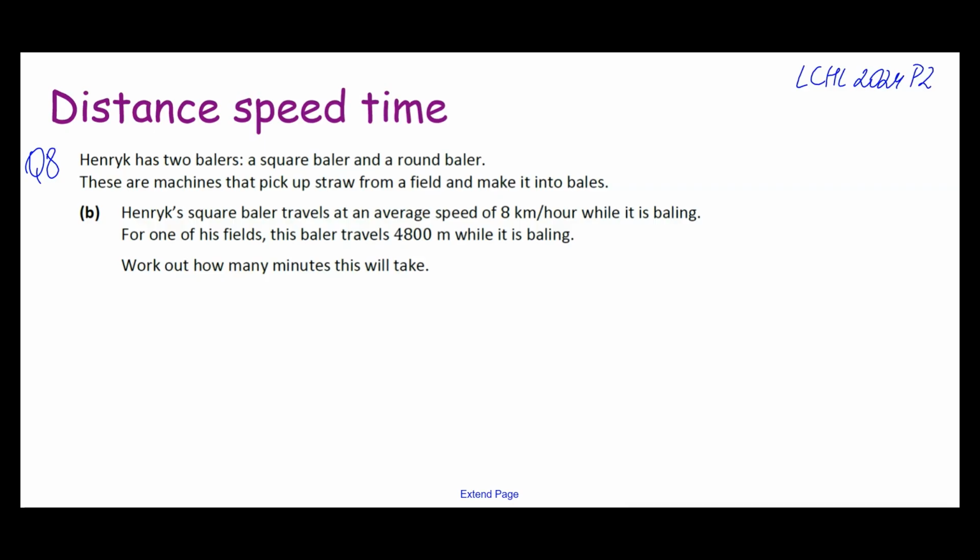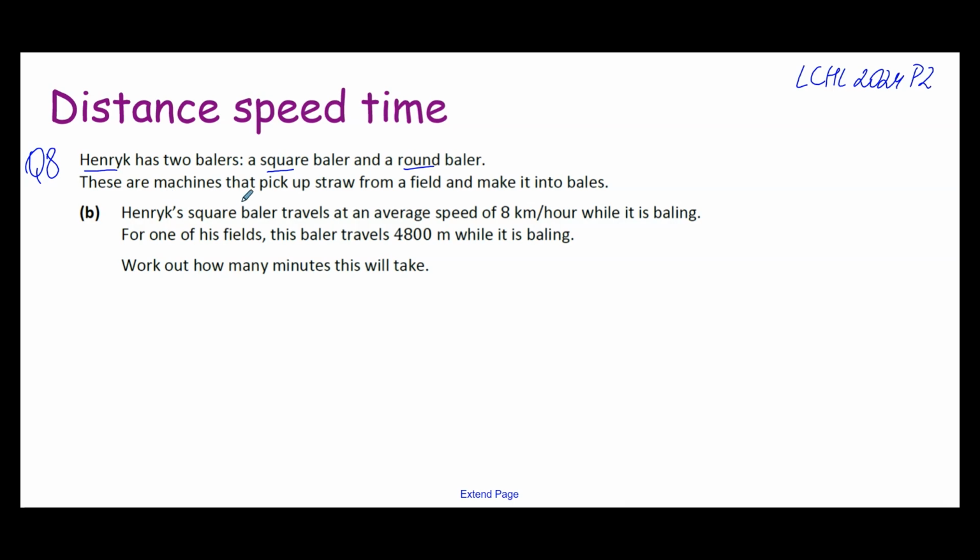So this question 8 is about Henrik, and Henrik has a farm. So in this part, we are looking at the fact that he has balers. That is a machine that picks up straw from a field and makes it into bales. One makes square bales and the other one makes round bales.